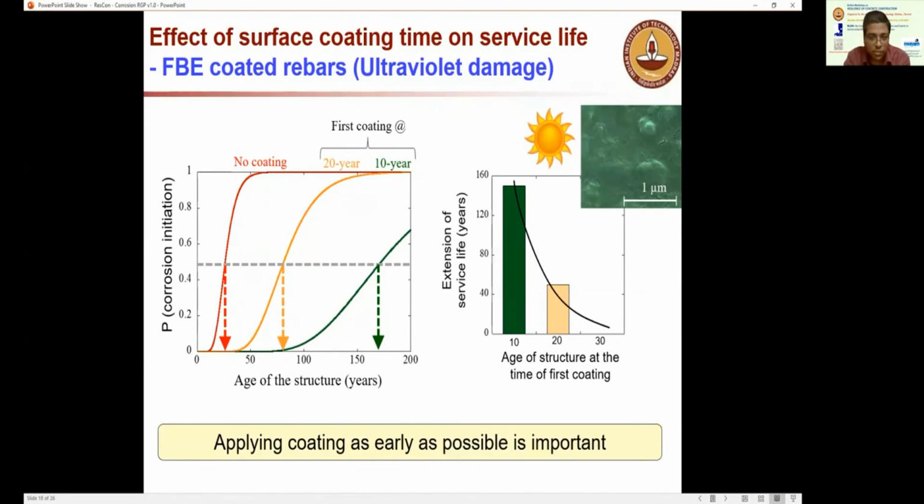Otherwise, we will have severe trouble. Similarly, for the UV exposure case also, we see very significant reduction.